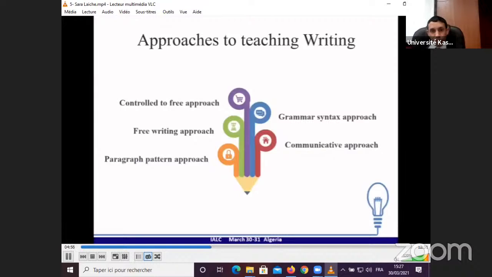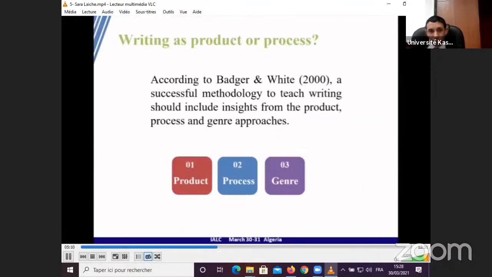Let's play the final product and the process through which a composition was established. Hence, the importance of the final product, which should be grammatically correct and conventionally organized. It attempts to promote language learning rather than encouraging creativity, trying to identify steps to encompass students' productions. This led to the appearance of a process approach, and here Badger and White argued that a successful methodology to teach writing should include insights from product, process, and genre approaches.